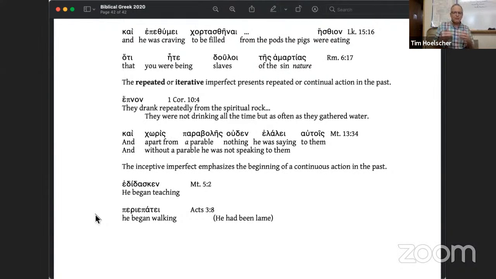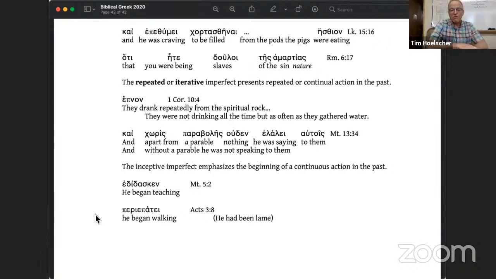But an iterative or repeated action means that's a regular thing that I'm doing. I regularly, when I'm thirsty, go and get water from the tap. Okay, that makes sense? Yes. So it is ongoing, but there are breaks in it, obviously, because it's not an action that you're doing absolutely all the time. And we have another one here in Matthew 13.